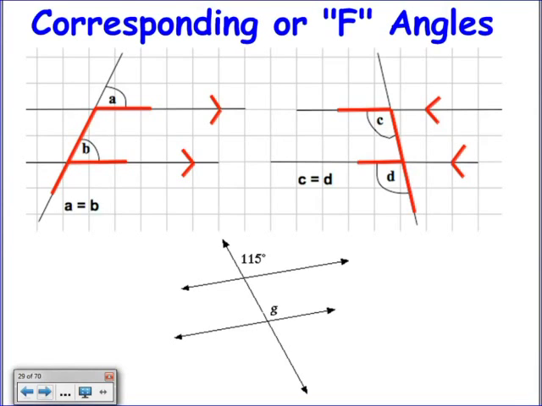Okay? The transversal is the line that goes through the parallel lines. It's this one here going from top to bottom. The parallel lines are the ones with the arrows on them.